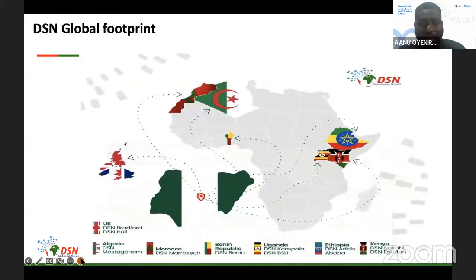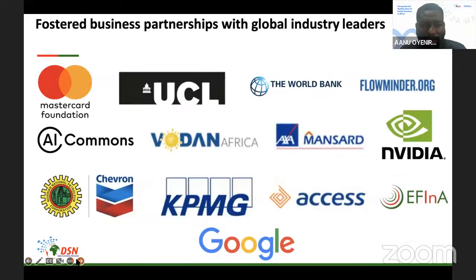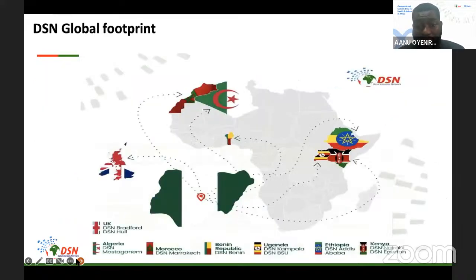Among some of the partners we've fostered relationships with are the MasterCard Foundation, World Bank, Vodafone Africa, AI Commons, KPMG, Bill and Melinda Gates Foundation, amongst others. So we've done quite a lot in terms of fostering our partnerships with them. And like I said, DSN has footprints all over Nigeria and across Africa and in the UK.